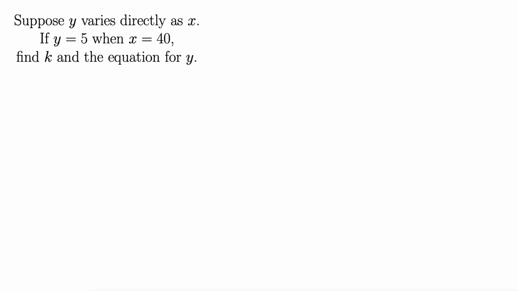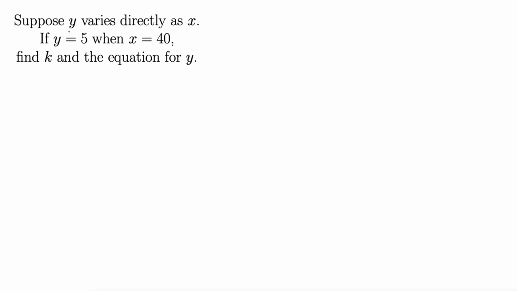Suppose y varies directly as x. If y equals 5 when x equals 40, find k and the equation for y. Okay, so a lot going on here, but there's some key equations that go with this kind of exercise.